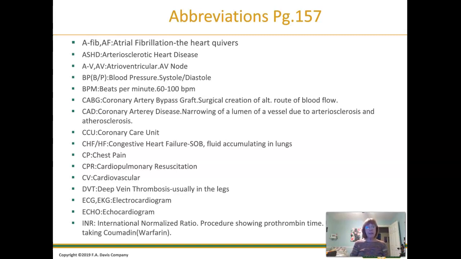CAD, coronary artery disease. It is a chronic disease, and it usually is narrowing of the lumen of a vessel due to arteriosclerosis and atherosclerosis. Now remember, atherosclerosis is the fatty substance that's in the blood. They also call it plaque, and it's also cholesterol.